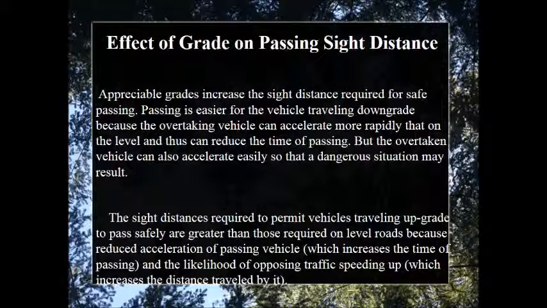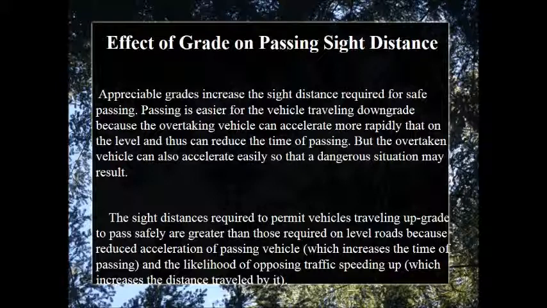The sight distances required to permit vehicles traveling upgrade to pass safely are greater than those required on level roads because of the reduced acceleration of the passing vehicle, which increases the time of passing, and the likelihood of opposing traffic speeding up, which increases the distance traveled by it.